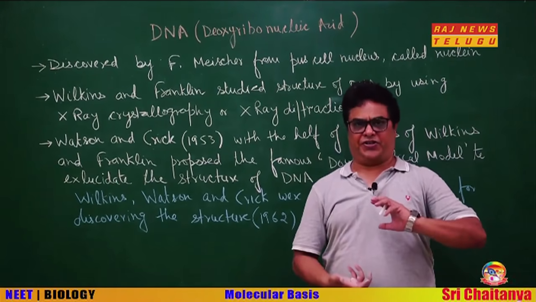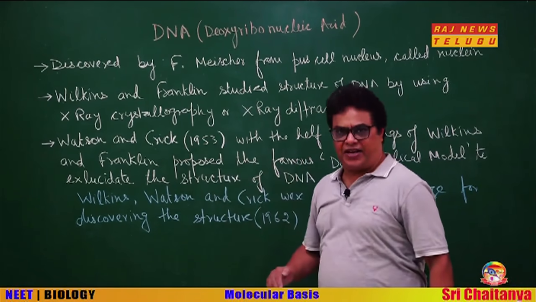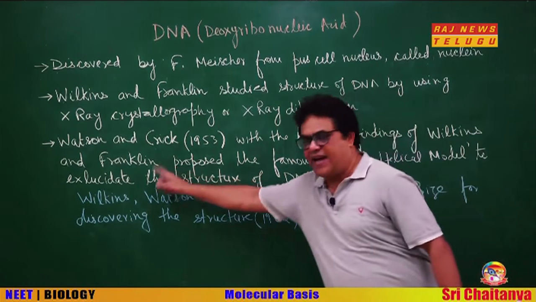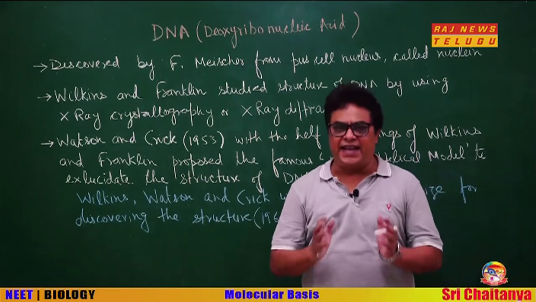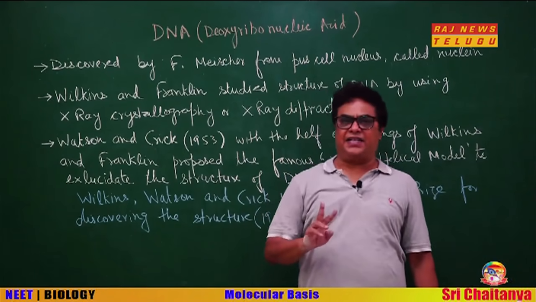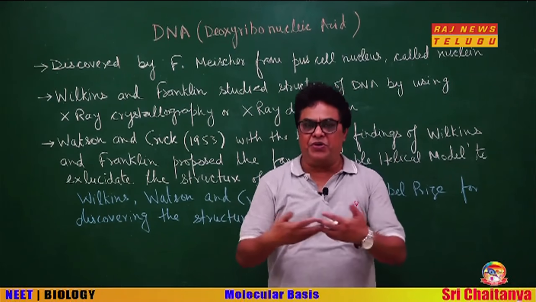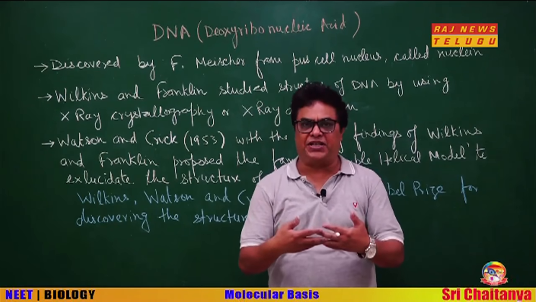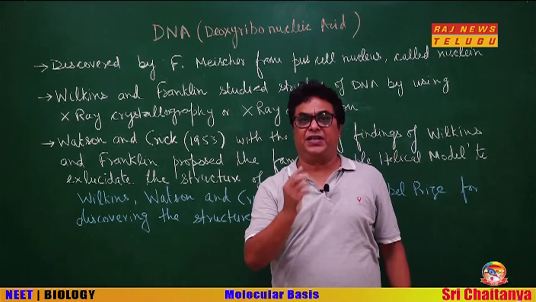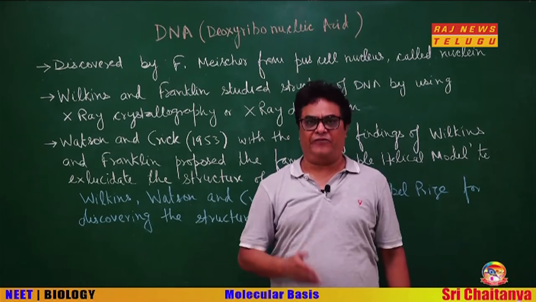Next, Wilkins and Franklin performed X-ray crystallographic experiments and proved that DNA is a helically coiled structure. Next, Watson and Crick in 1953, with the help of the work of Wilkins and Franklin, gave the detailed structure of the DNA. They said that DNA consists of two polynucleotide chains that are linked to each other, and it is helically coiled in the right-handed direction. This is called the right-handed model of DNA or B form of DNA.